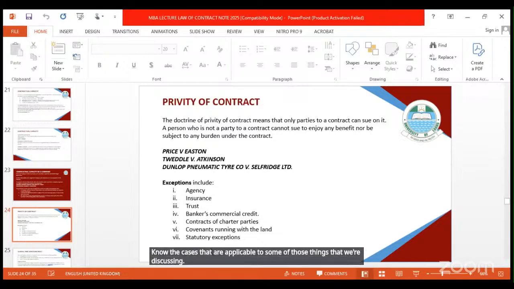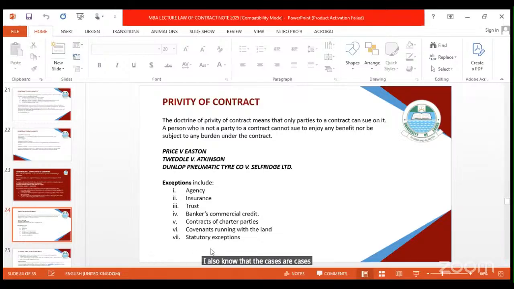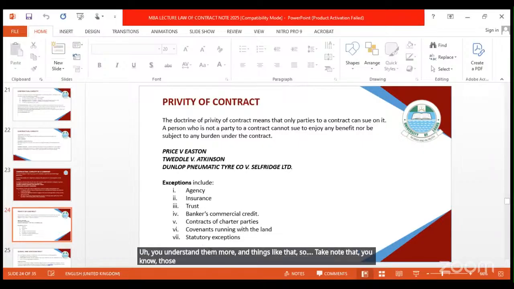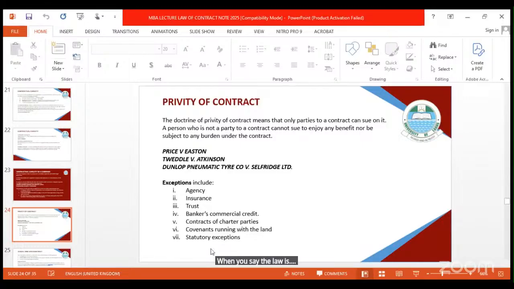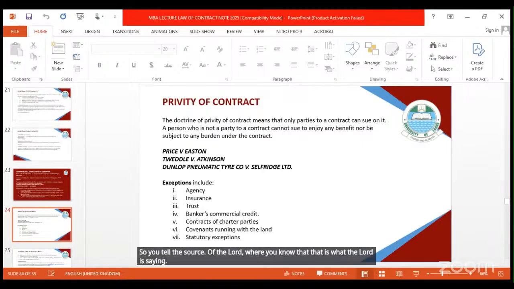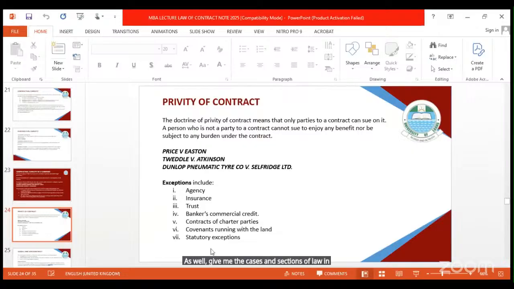If you want to get good marks, know the cases that are applicable to the things we're discussing. Also know that the cases we give you here are not exhaustive. They're just meant for you to go and read and understand more. So those that want to get good grades in the exams, remember that when you say the position of law is like this, give us authority, because all laws have sources. Tell us the source of the law, as we're giving you cases and sections of law in the course of our discussion.